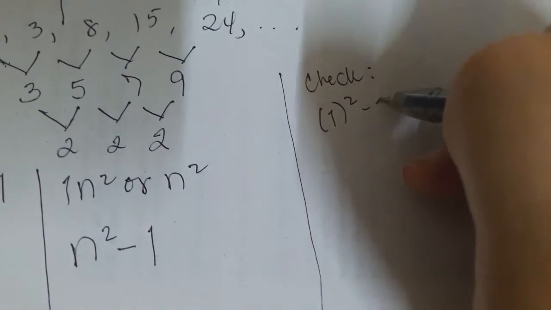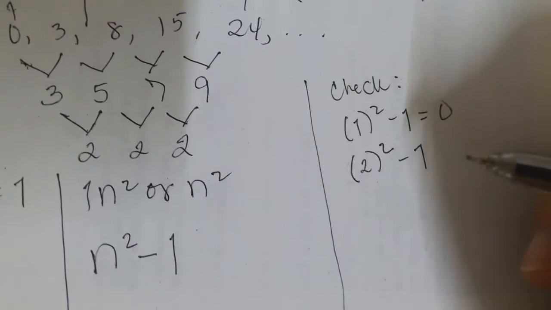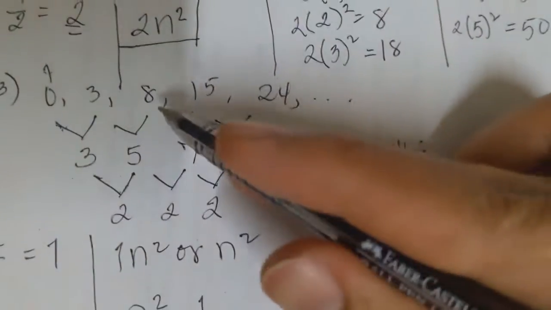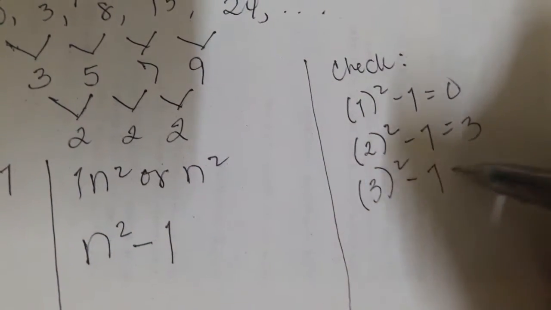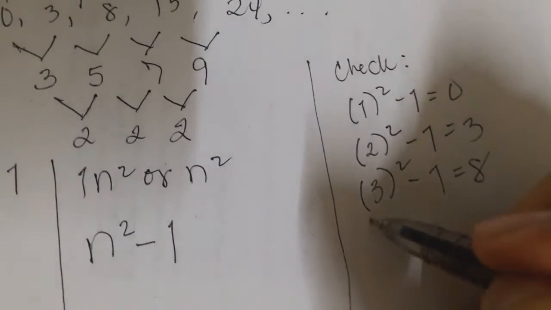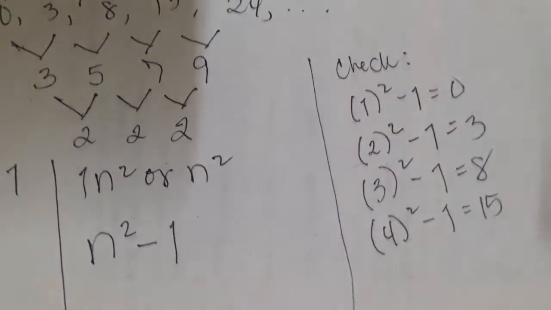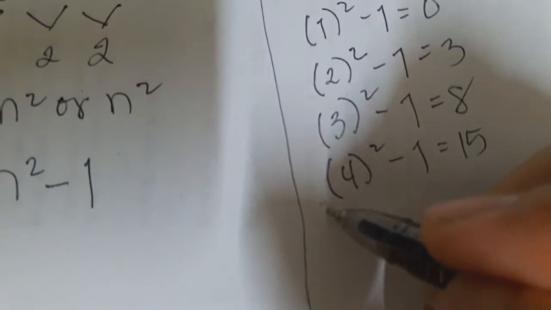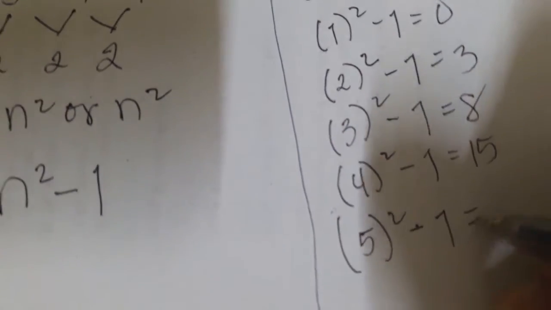1 squared minus 1 equals 0. Correct? And then for the second term, 2 squared is 4. Minus 1 is 3. Correct. For the third term, 3 squared is 9. Minus 1 is 8. Fourth term, power of 2 is 16. Minus 1 equals 15. And for the fifth term, 5 power of 2 is 25. Minus 1 is 24. Alright, so we are correct.